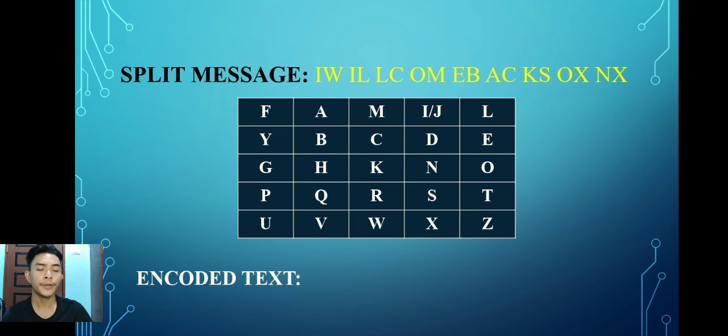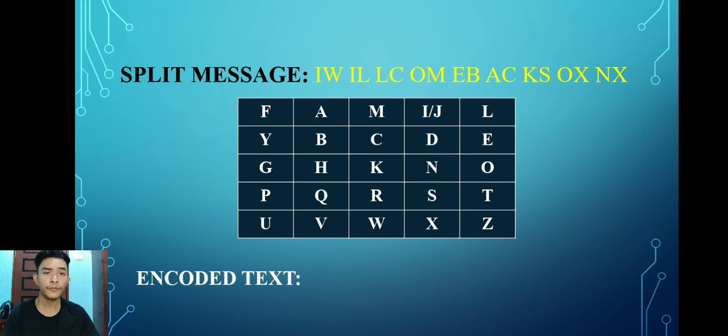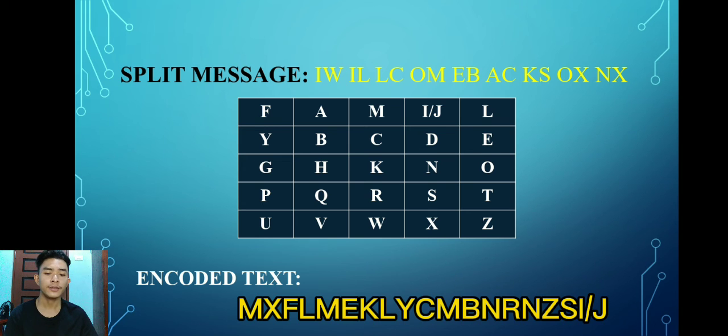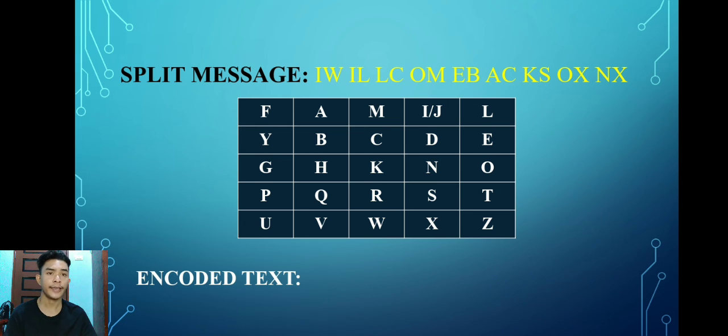Finally is the pair N and X. N and X are in the same column, so N will become the letter S and X will wrap around, so it will become the letter I or J. And therefore our encrypted message is M X F L M E K L Y C M B N R N Z I or J and S.